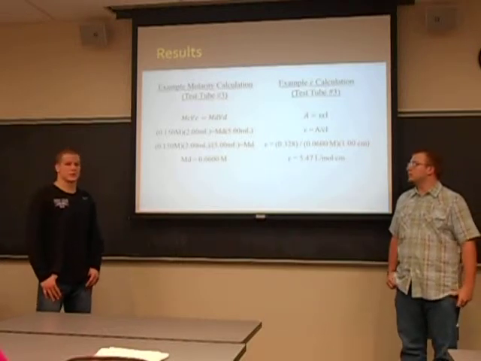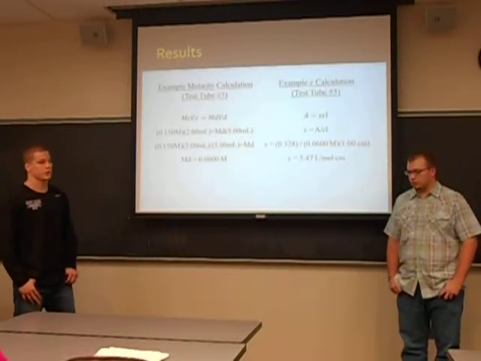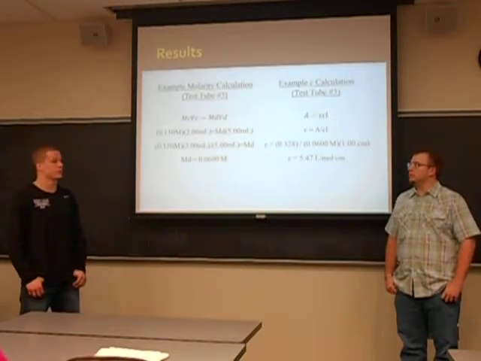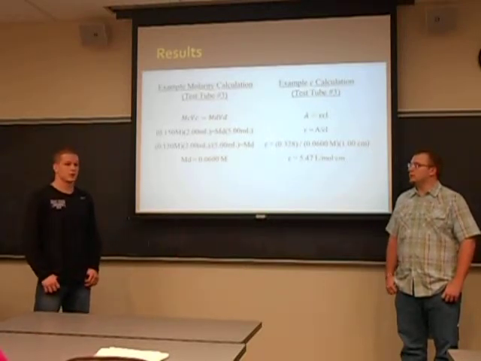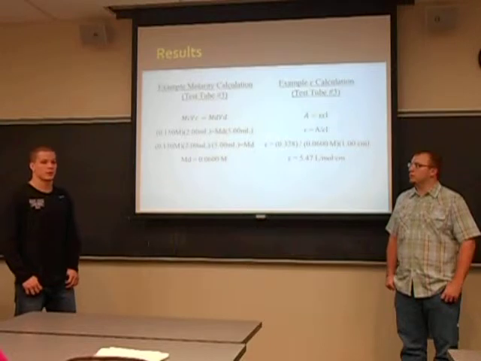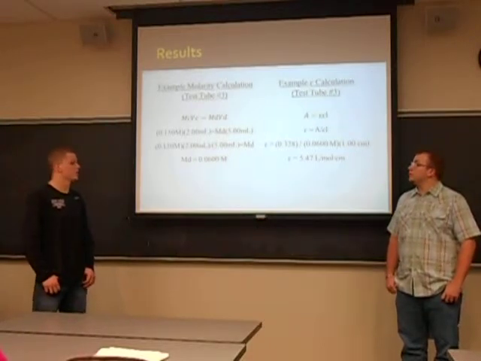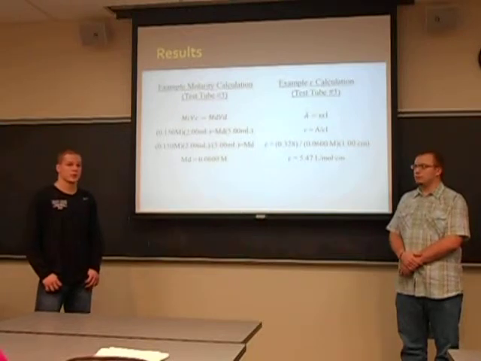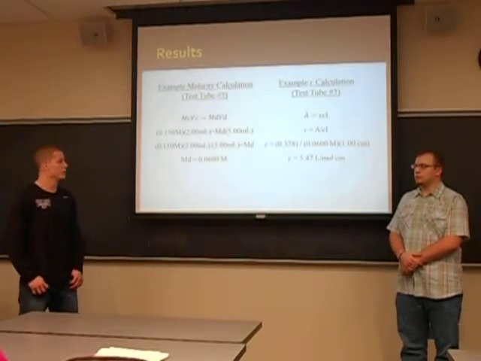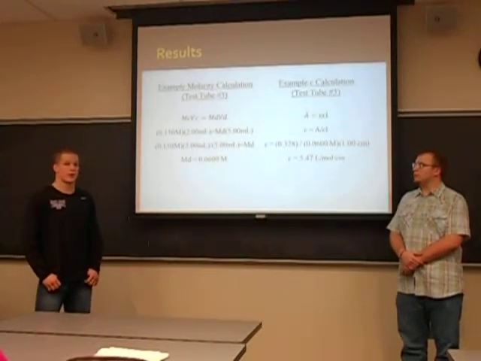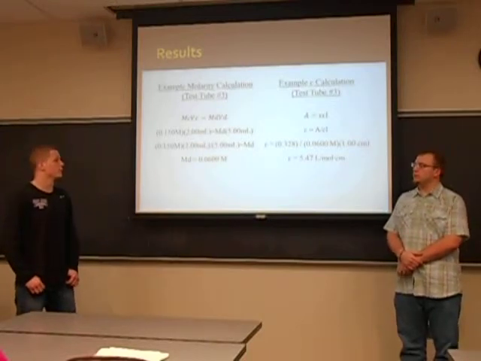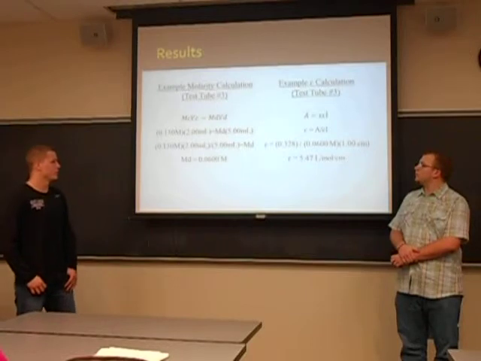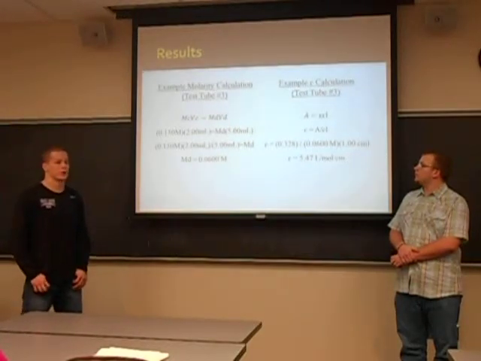On the left, we have an example molarity calculation for test tube 3, and we use the MC times VC equals MD times VD. Our MC was our molarity of cobalt-2 chloride, which is 0.150 molarity. And our 2 milliliters was our VC, which is how much cobalt-2 chloride we added into the dilution. We were solving for MD, and VD was 5 milliliters, which is our total solution. And solving for that, we got 0.0600 molarity.